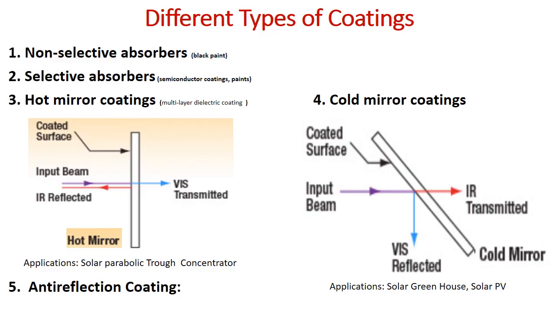Then we have the anti-reflection coating, where the coating is applied to reduce the reflection of the incident solar radiation.